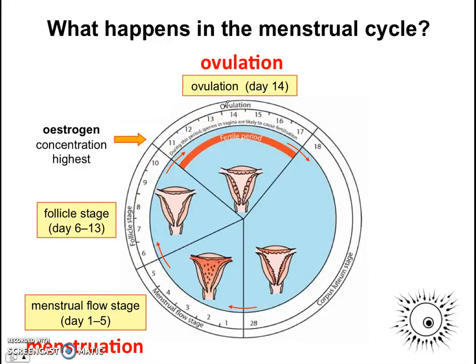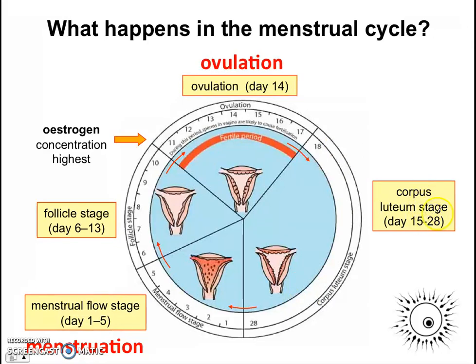And that happens on day 14. That's when an egg is released from the ovary into the fallopian tubes. So day 14, big day, important event, ovulation. Now after the ovulation, you have the corpus luteum stage. That's the rest of the menstrual cycle from day 15 to day 28.